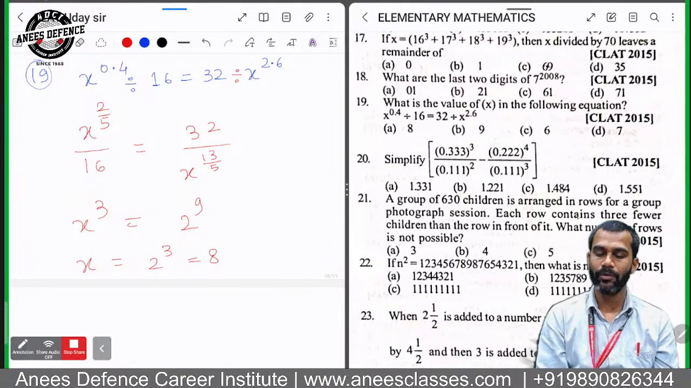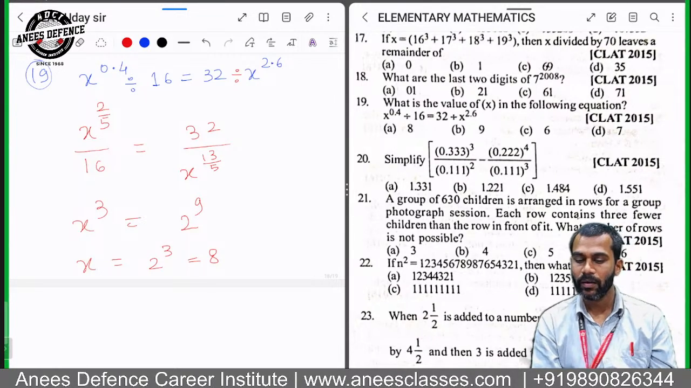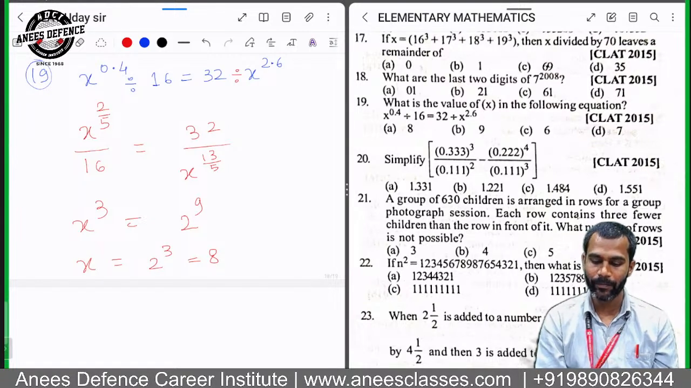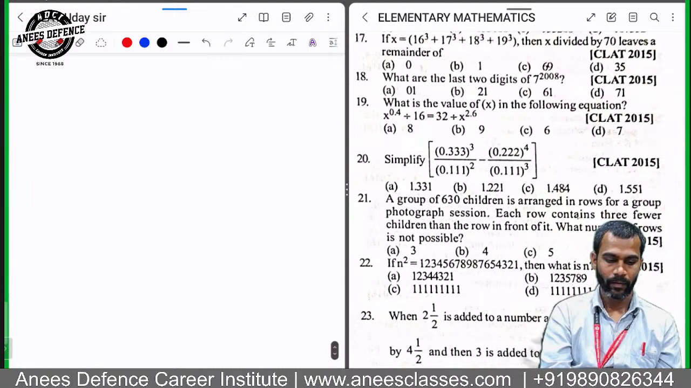Please try to solve question number 20. Very easy. And these are the questions which have already come in previous year CLAT papers. As you can see, very easy. Please try question number 20.